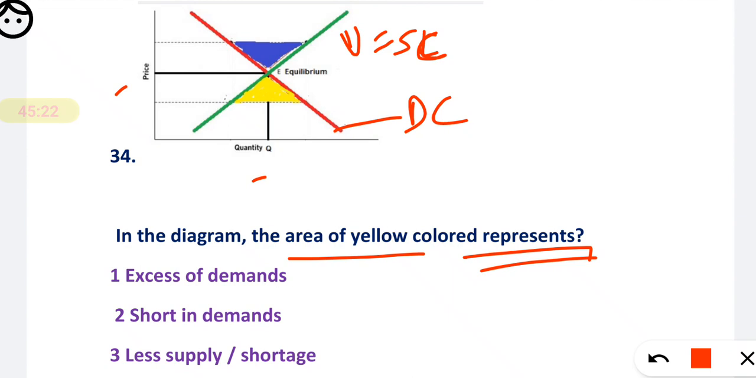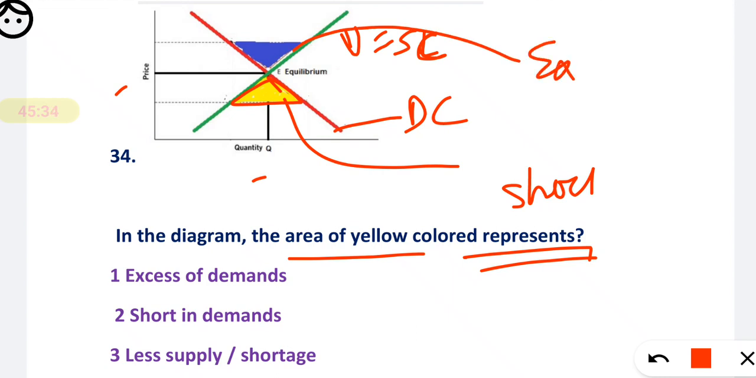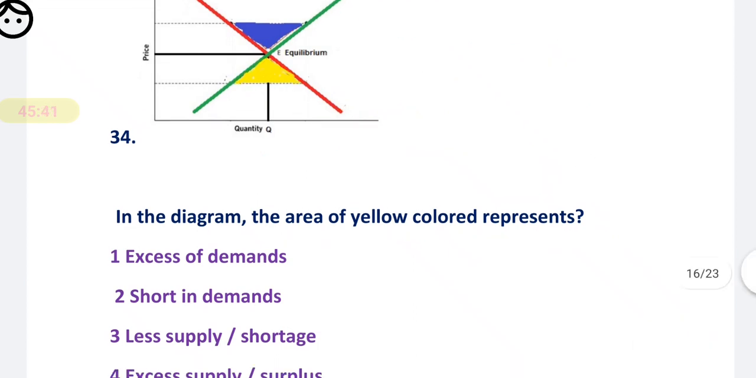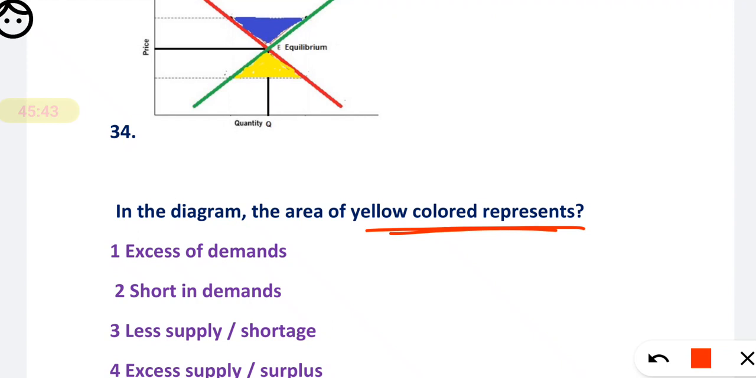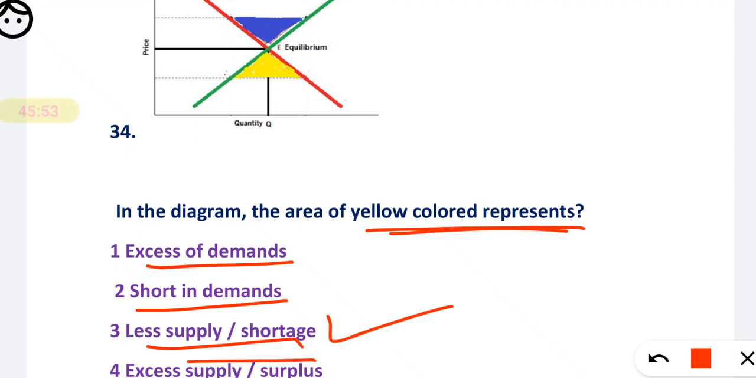The area below the equilibrium, which they are asking about as yellow colored, is called the shortage. Remember, it is called the shortage, and the blue colored area is called the excess. The below area is just easy to remember, below area is called the shortage. So what they are asking is, what is the yellow colored area? First option, excess of demand, shortage of demand, less supply shortage, or excess supply. So the correct option is the shortage. So less supply shortage, third, will be the correct answer.